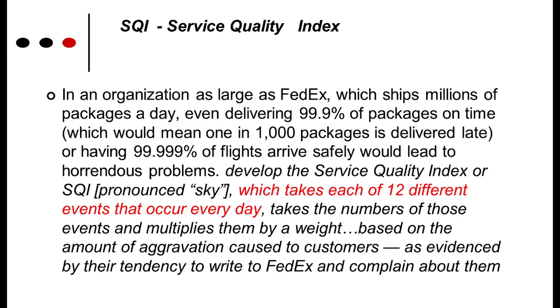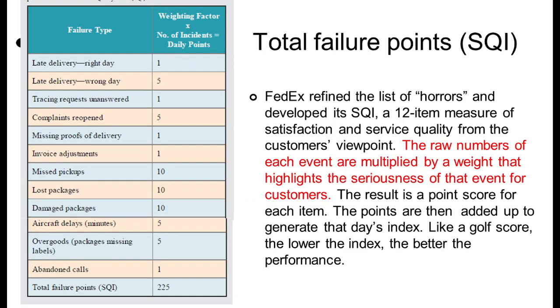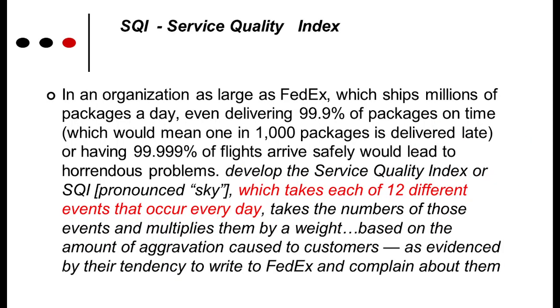So they created something called a service quality index, also pronounced as SQI, which takes each of the 12 different events that occur every day. These events, which I'll show in the next slide, they take the number of each of these events and multiply them by a weight. They get a score for that particular item, and then they total it up, and based on that score, they understand what their service quality has been.